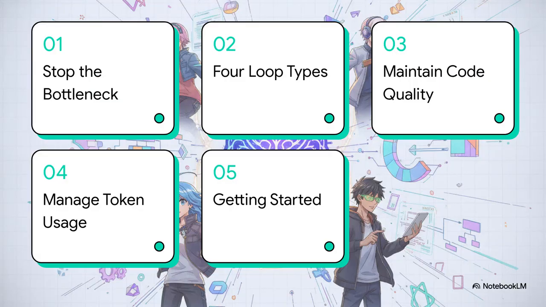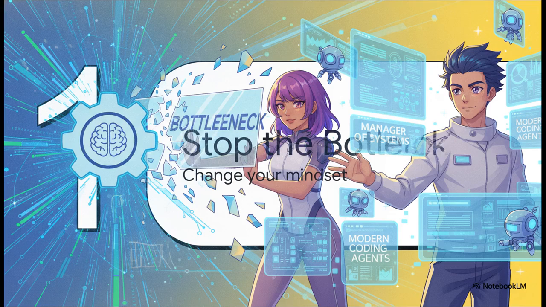Here's the roadmap for today. First, we'll talk about how to stop being the bottleneck. Then we'll cover the four loop types. Third, maintaining high code quality. Fourth, managing your token usage. And finally, how to get started. All right, let's kick things off with Section 1.